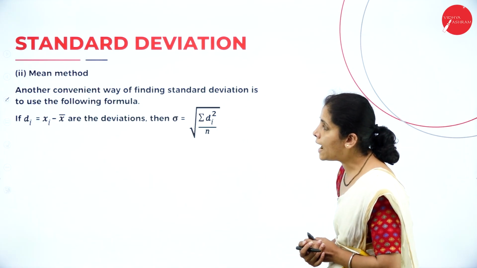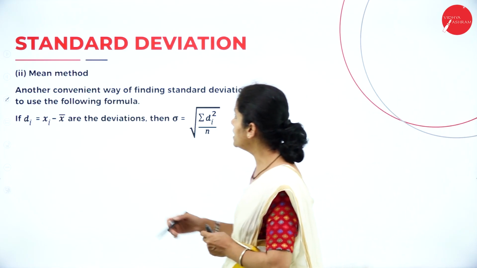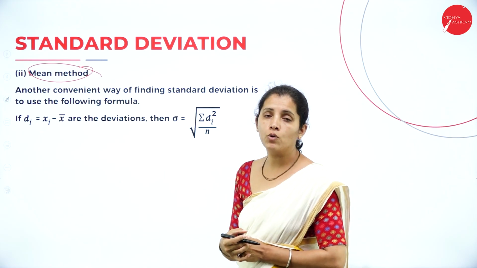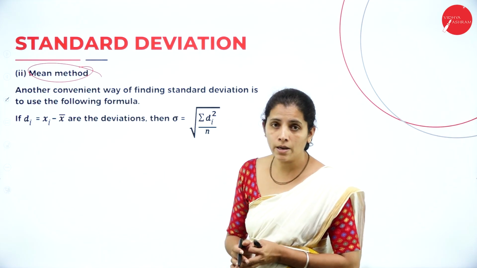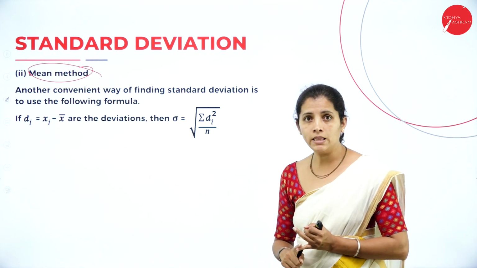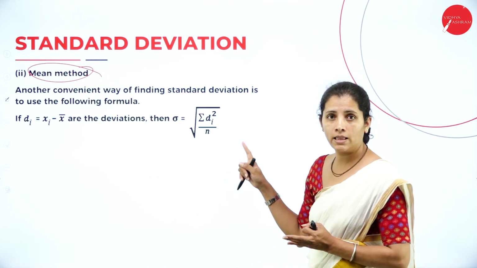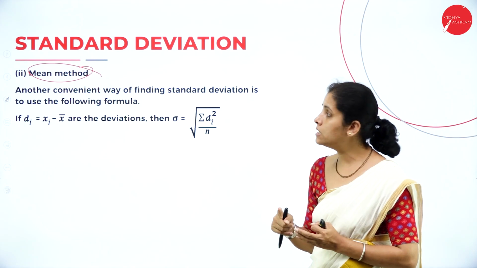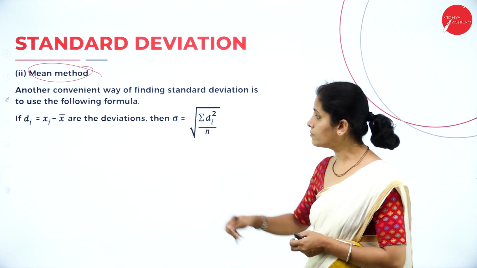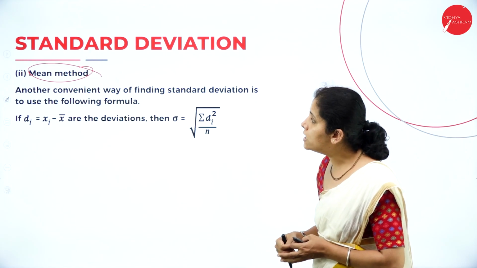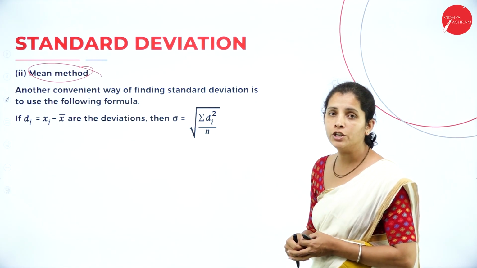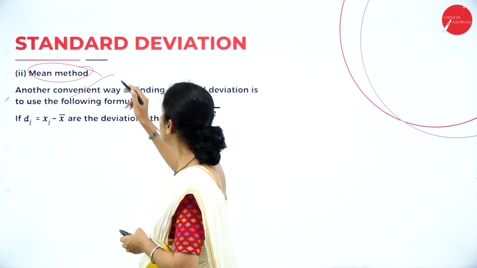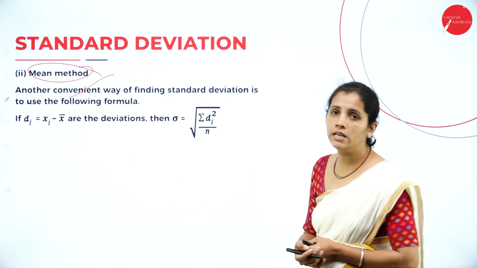Now I'm going to have another method, that is nothing but the mean method. So under grouped data, we are going to have 4 different methods. One is the direct method, another is the mean method, another is the step deviation method, and the last method here is the assumed mean. So dear student, this is another type of standard deviation for ungrouped data, another convenient way of finding standard deviation.